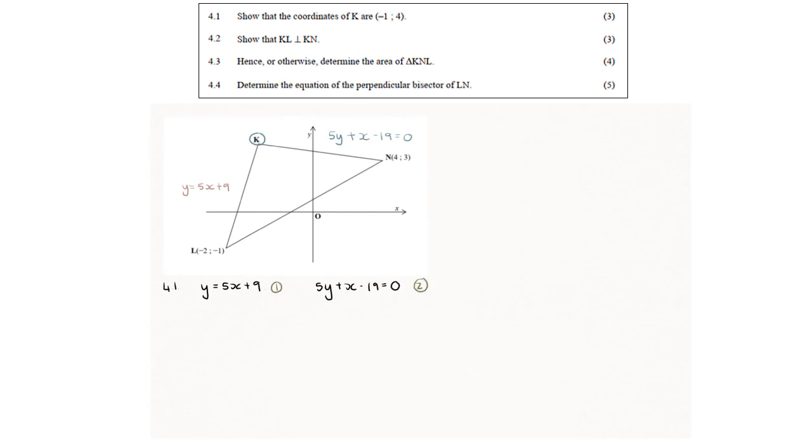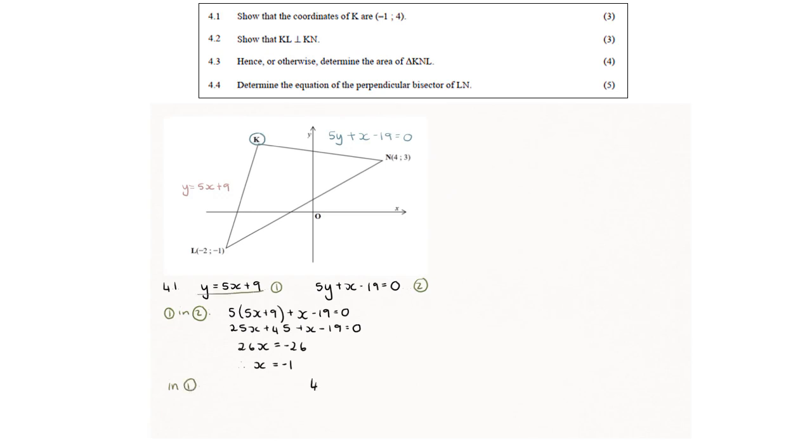Now we put equation 1 into equation 2. So this becomes 5 times (5x plus 9) plus x minus 19 equals 0. If we simplify the equation, we have 25x plus 45 plus x minus 19 equals 0. This simplifies to 26x equals negative 26, and then x is equal to negative 1.